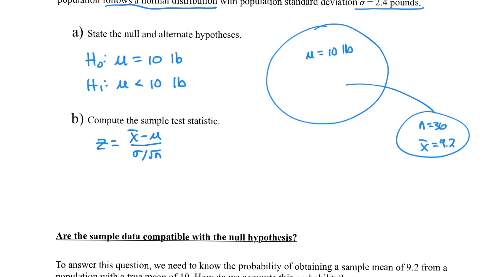And remember the things about this formula. Make sure you're careful about order of operations, and make sure you divide. It's a divide, right? So we plug in the numbers here. We have 9.2 minus 10. Remember, this mean mu is the one that's given in the null hypothesis. That's always going to be from the null hypothesis.